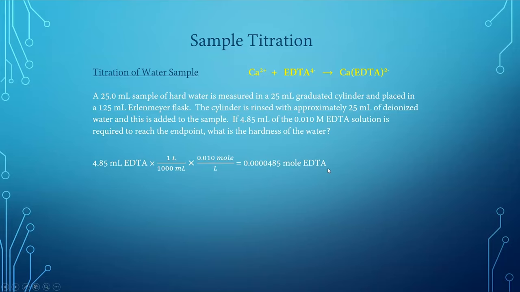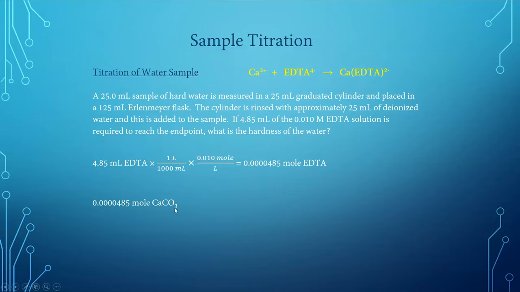As we mentioned previously, of course, the number of moles of EDTA will be the same as the number of moles of calcium. When water hardness is calculated in general by any laboratory, it's normally based on calcium carbonate. So we're going to do our calculation based on that number of moles of calcium carbonate.